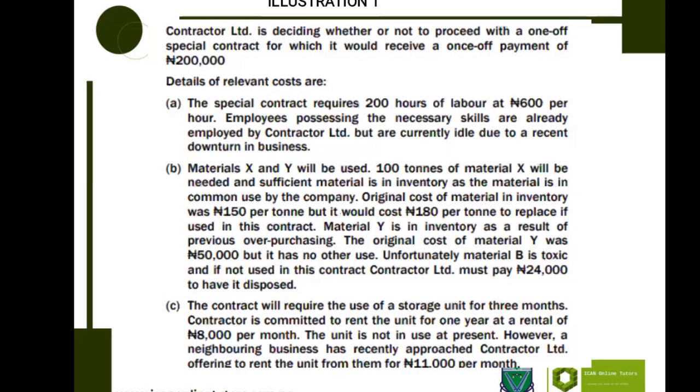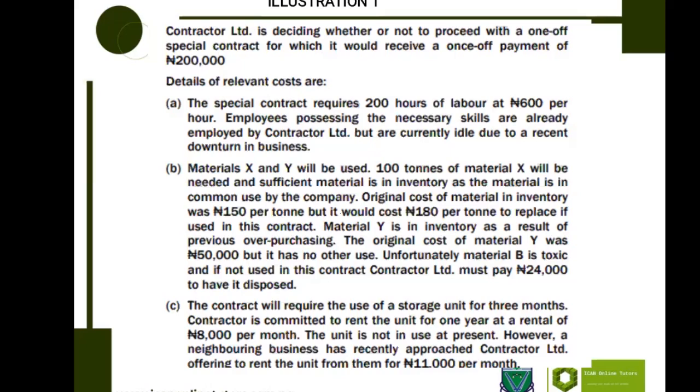So let's start with material X. Additional inventory of the material must be purchased, so we are going to use the replacement cost. Replacement cost is 180, and we need 100 tons. 180 times 100 will give us 18,000 naira.